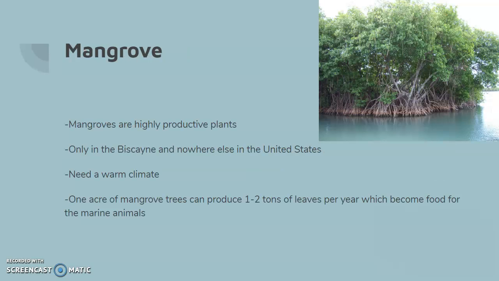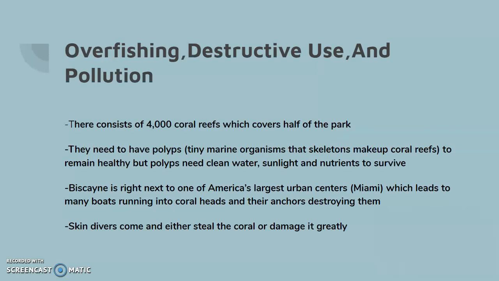The mangrove. So mangroves are highly productive plants, and they are only in Biscayne and nowhere else in the United States because they need a very warm climate, which obviously Florida has because it's very hot. 1 acre of mangrove trees can produce 1 to 2 tons of leaves per year, which become food for the marine animals. It happens when the leaves fall off and fall into the water, and then the marine animals will just come and eat them up. And it's a good food source for them.